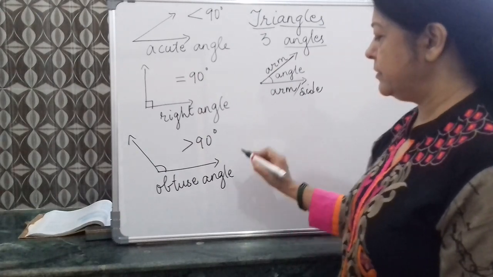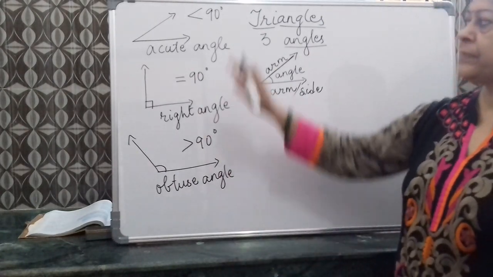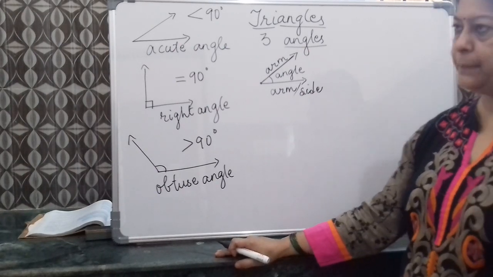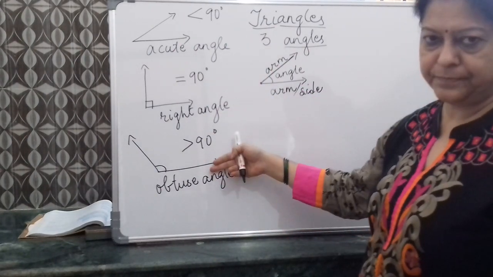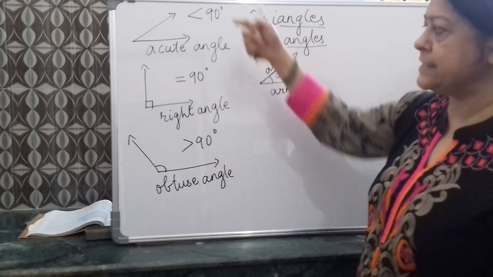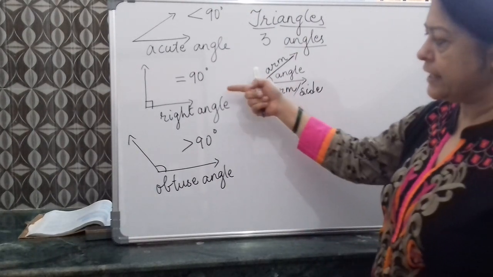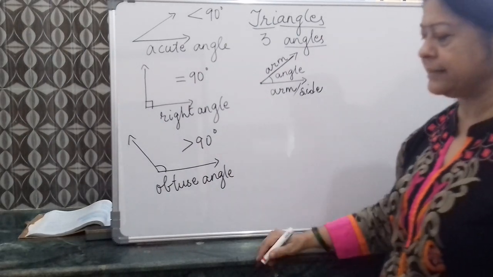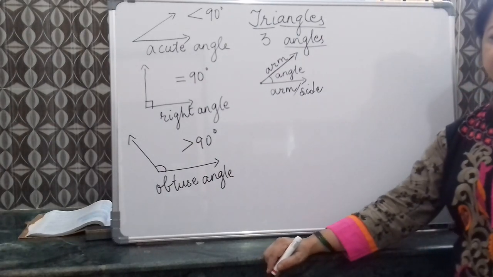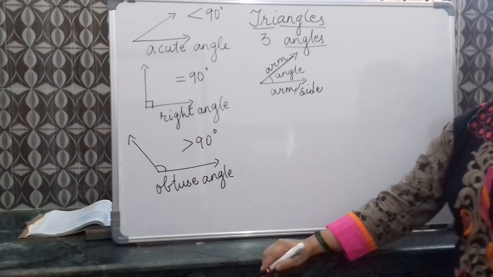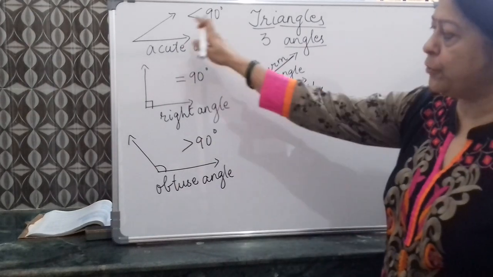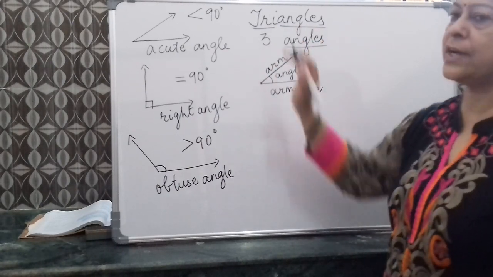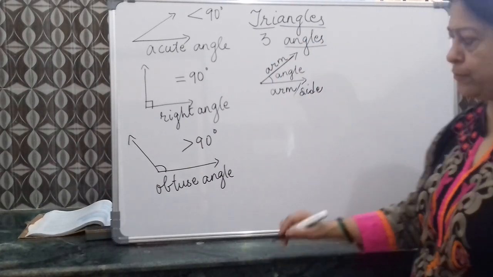So children, students, we've understood there are three types of angles depending upon their size. If an angle is less than 90, we call it an acute angle. If it is equal to 90, we call it a right angle. And if it is greater than 90, we call it an obtuse angle. Now with the help of these angles, we have something known as triangles that is formed.